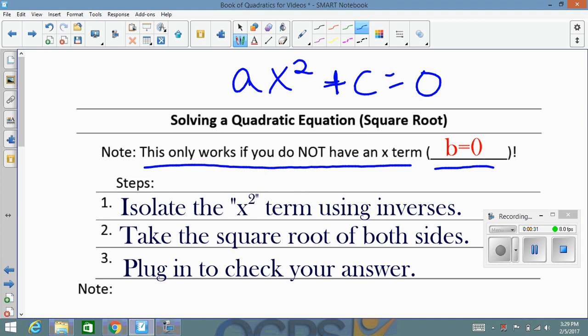So there is no x term. That is the only way that you can use this method. If you have an x term, this method doesn't work for us.